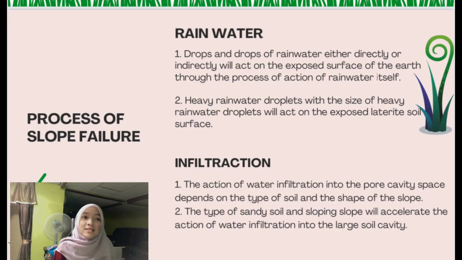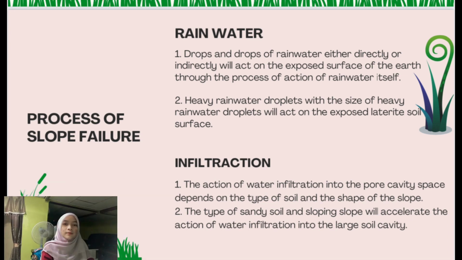The first process is rainwater. Drops and drops of rainwater, either directly or indirectly, will act on the exposed surface of the earth through the process of action of rainwater itself. Heavy rainwater droplets will act on the exposed, loose soil surface.